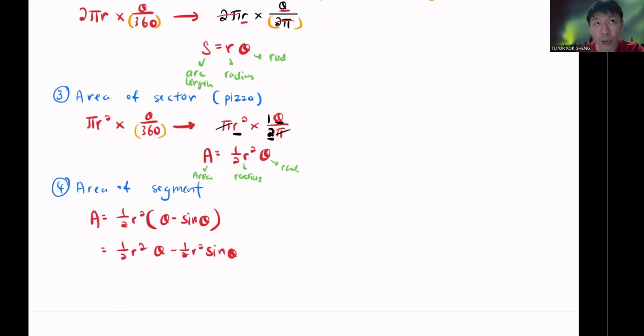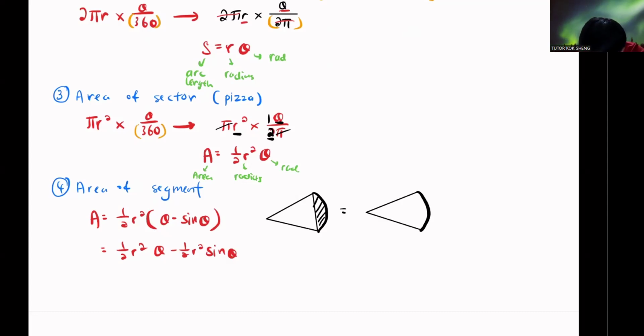Now we have to recall back the segment shape first. For the segment shape, it looks like this. The roti for the pizza, right? This is the pizza. This is the roti. So how do they find the segment? The roti for the pizza will be equal to using the pizza, the sector, minus the triangle, to get the segment.